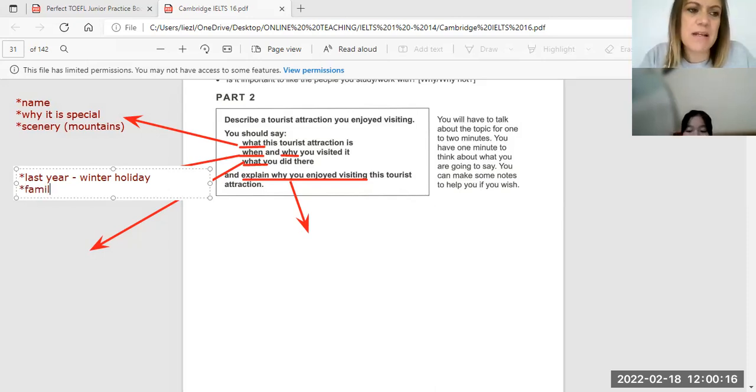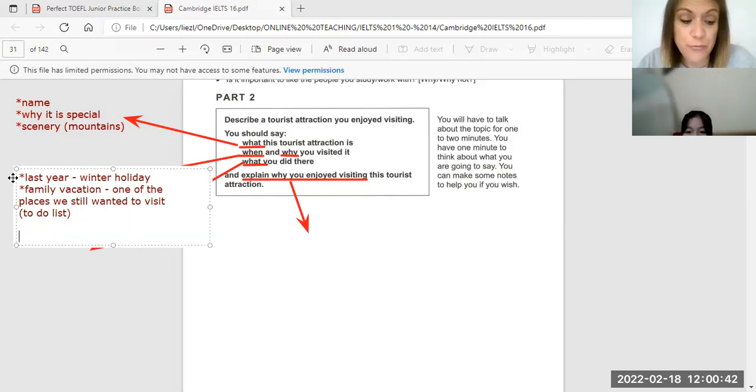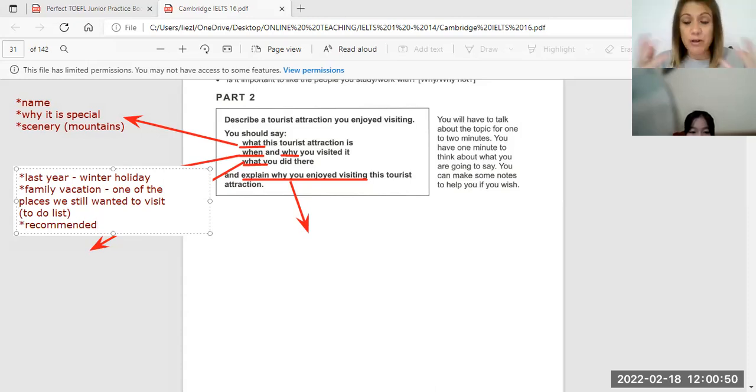So you say it is a family vacation, and it was one of the places we still wanted to visit or see. It was still on your to-do list. So you have to give a reason why you wanted to go. Or my mom spoke to a friend who went there and somebody recommended us. You were recommended to go there. Or we won. You can also win. I won a holiday there.